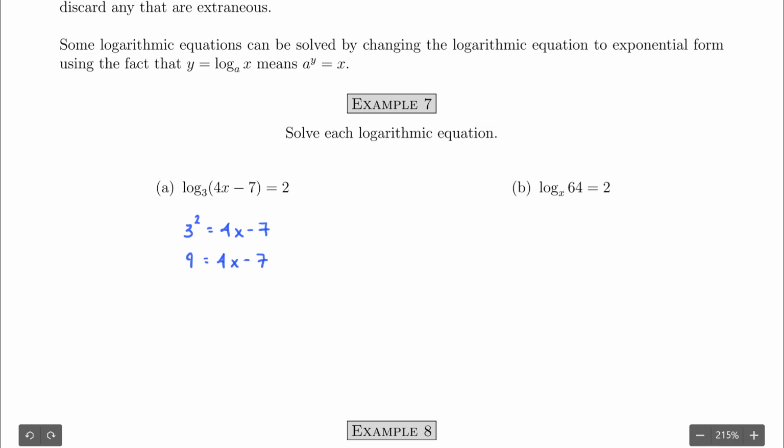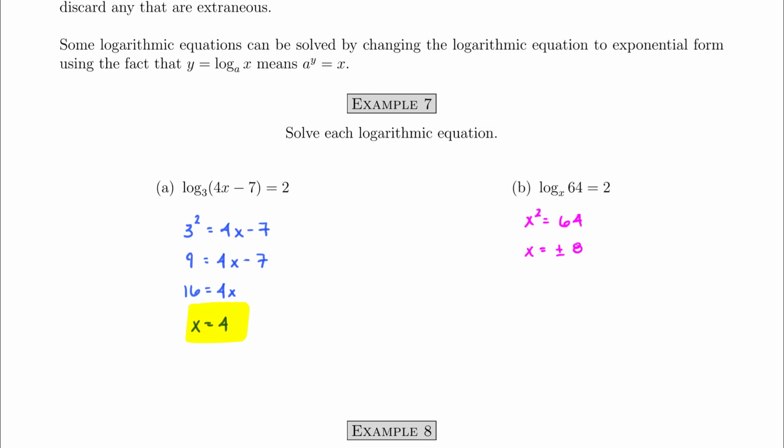Now we can add 7 to both sides, divide by 4, and we get x equals 4 for part A. For part B, we get x squared equals 64. Take the square root of both sides, and we get x is equal to plus or minus 8.